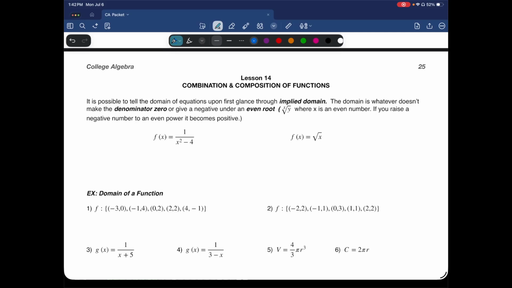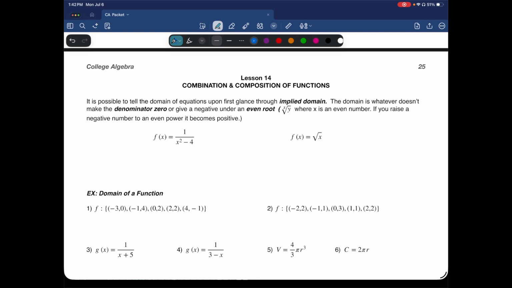All right, guys. Lesson 14, we're talking about combinations and composition of functions. It is possible to tell the domain of an equation upon first glance through implied domain. The domain is whatever doesn't make the denominator 0 or give a negative under an even root.